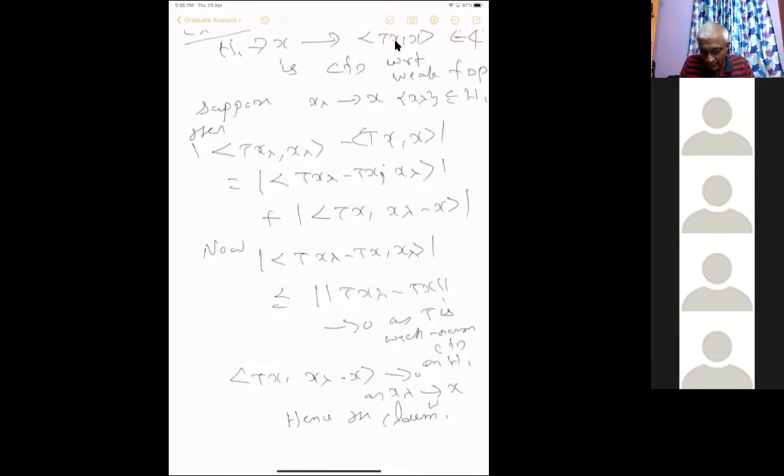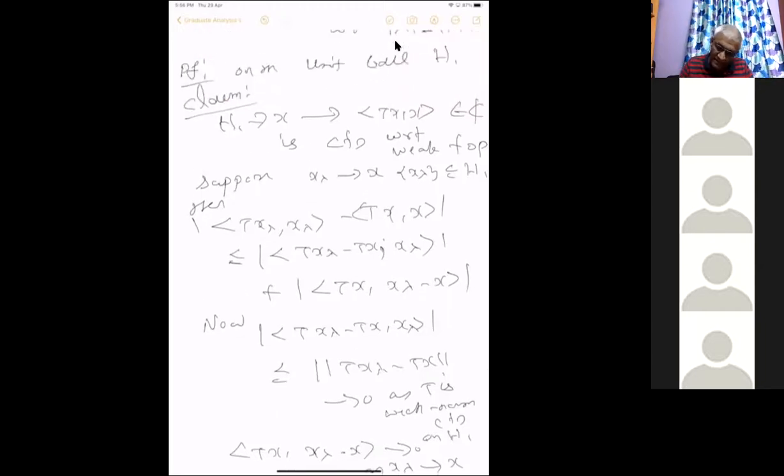So in the first equality, it should be an inequality, right? Correct. So this is the triangle inequality, and we are using the weak norm continuity of T on the unit ball, and the fact that x lambda converges to x weakly. It is just the definition, from that it follows. So this map x going to this is continuous with respect to weak topology.